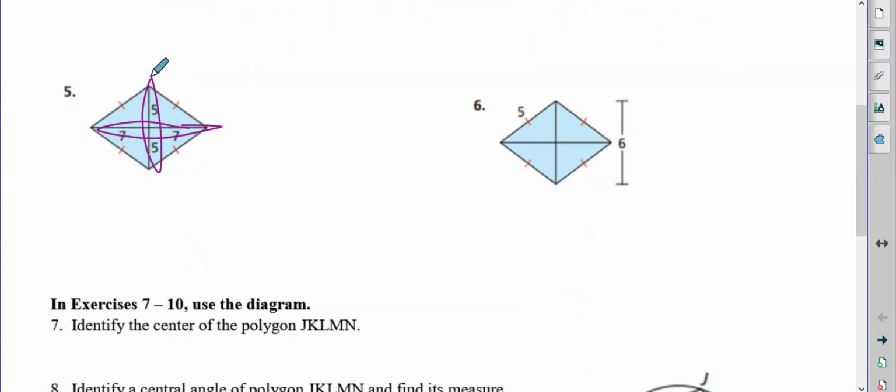10 and 14. So 1/2 times 10 times 14. Half of 10 is 5. 5 times 14 is 70 units squared.